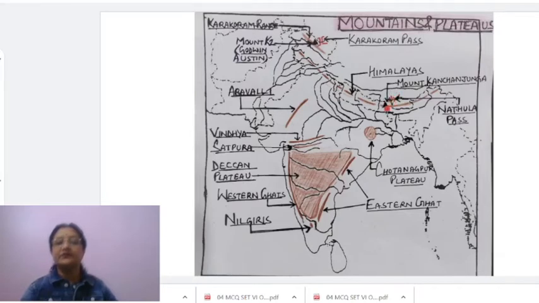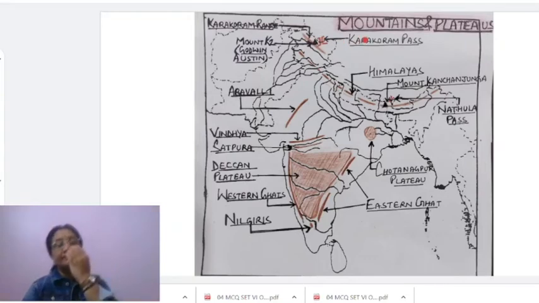The one type of bracket which you generally use in maths, the reverse bracket, you have to use here, in the case of the Karakoram pass and in the case of the Nathula pass. So in the Sikkim region, you will mark like this, pointing towards the northeast. This is the Nathula Pass, and on the extreme northern side, this is the Karakoram Pass. So these are the two passes.